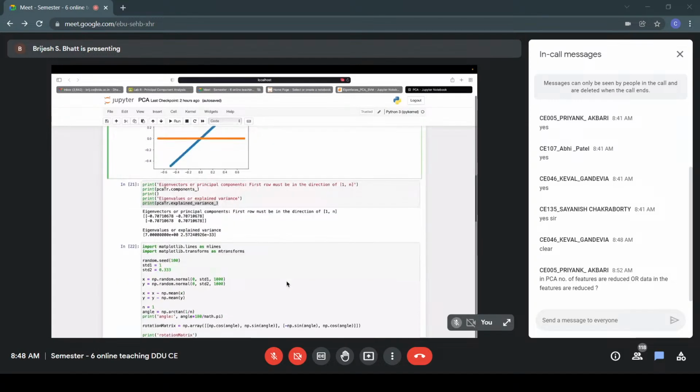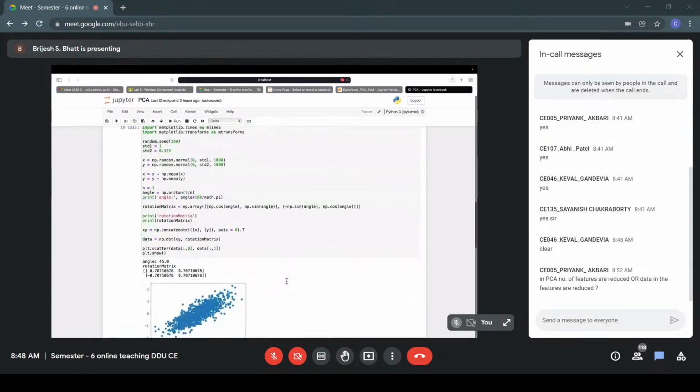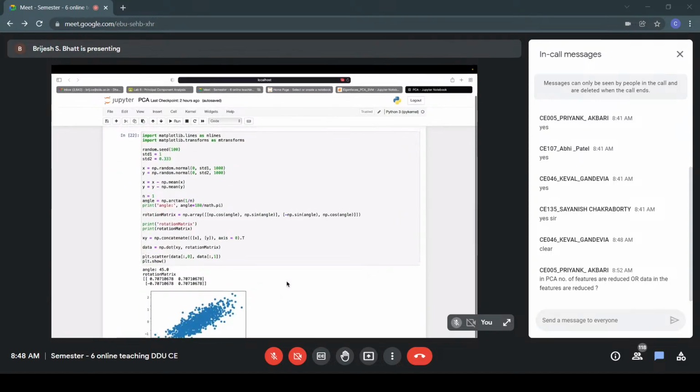So this forms the remaining two parts of the tutorial. Now this is done on some other random data points: random seeds of 100 data points with standard deviation 1 and standard deviation 2. So two data sets: one has a standard deviation of 1, the second has a standard deviation of 0.33. This is a way of generating data randomly from a normal distribution and assigning it to the x and y axis. Again, mean removal and all that.